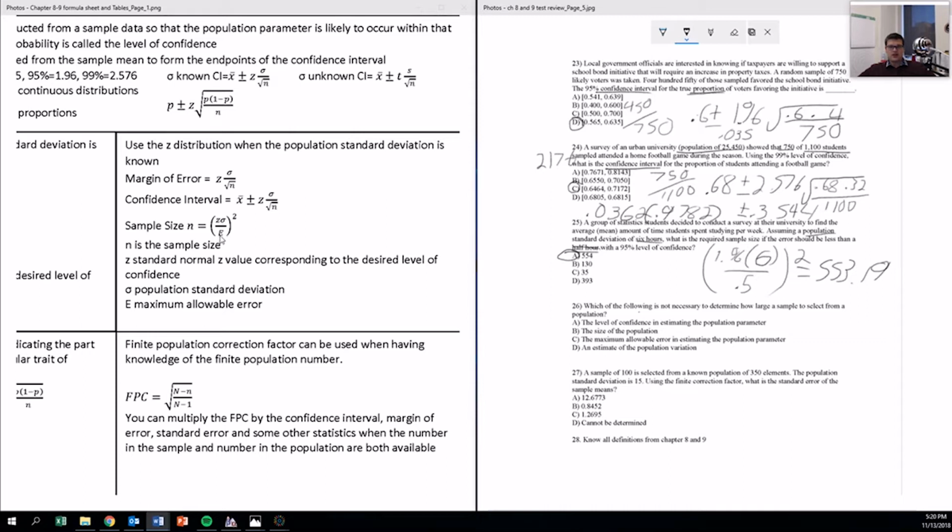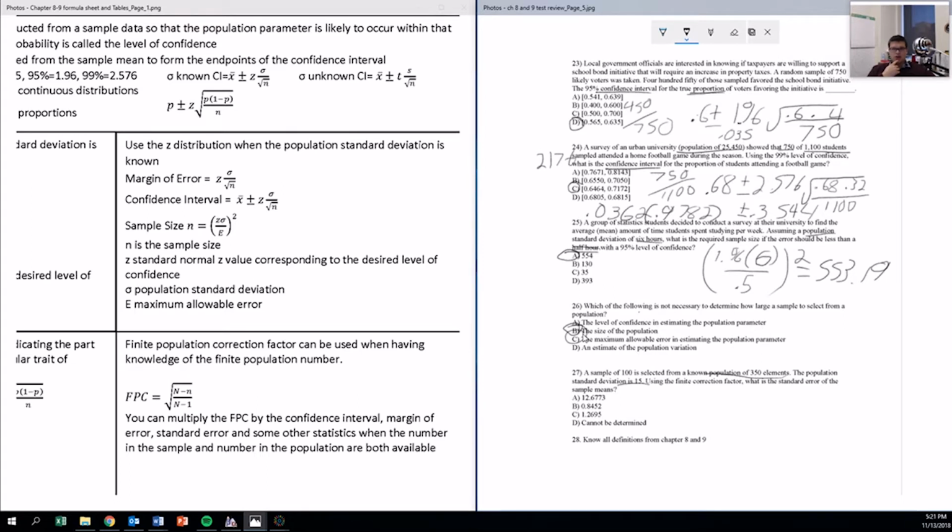Lastly, a sample of 100 is selected from a known population of 350 elements. The population standard deviation is 15. Use a finite correction factor. So we've got a population of 350 elements. The population standard deviation is 15. Using the finite correction factor, and the sample is 100. When you have a sample and you know the population size, you're probably going to need to do a finite correction factor. And then when you know the population standard deviation, that means that you can use the z-score.